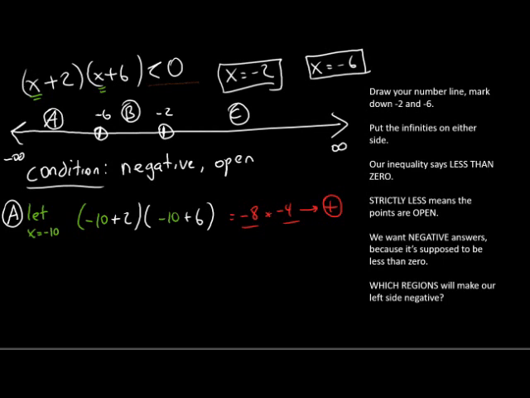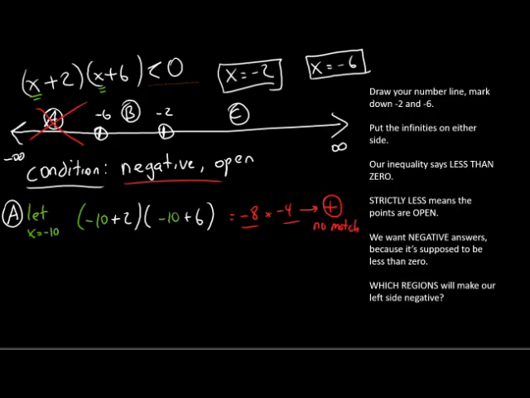We actually don't really have to do the arithmetic, we just have to make sure that the signs are in order. However, the condition that we needed was negative, and region A returns a positive answer, and that is not a match. Therefore, region A will not be part of the answer, and we'll cross it out.